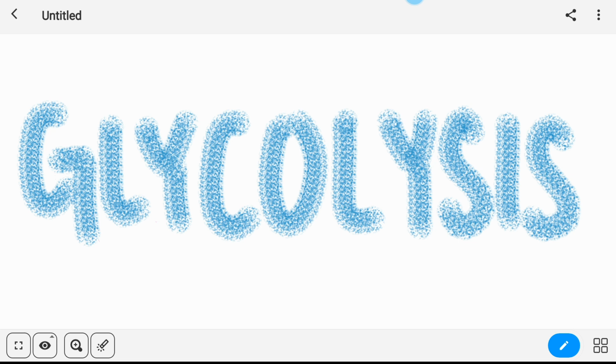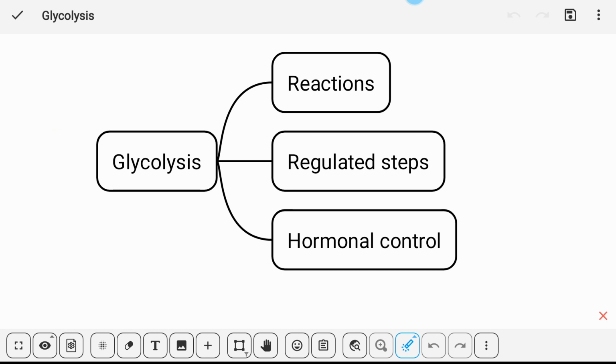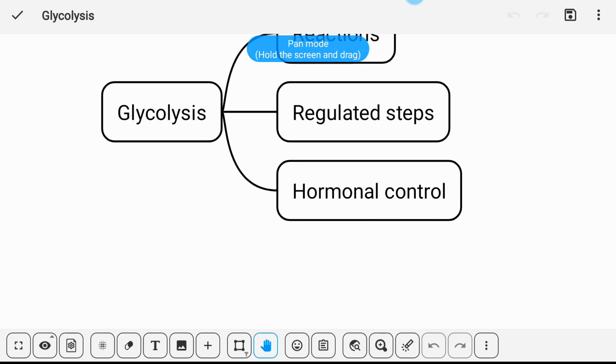So stay with me. Here is a mind map for all of the stuff I will cover today in these videos, because I will be uploading like 2 or 3 parts. First, glycolysis, obviously. Second, we will discuss the reactions, the regulated steps, and the hormonal control of glycolysis. Let's start first with the reactions.